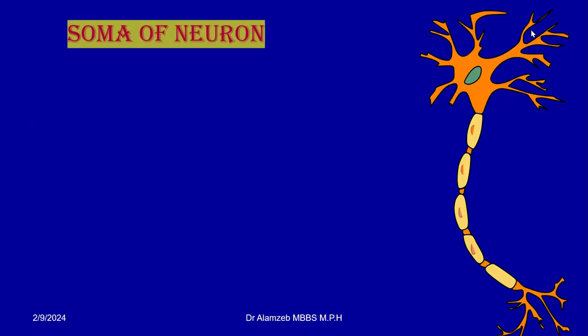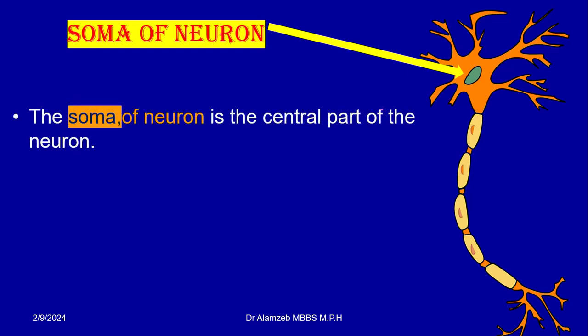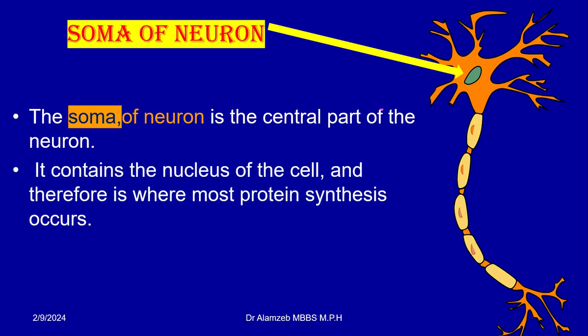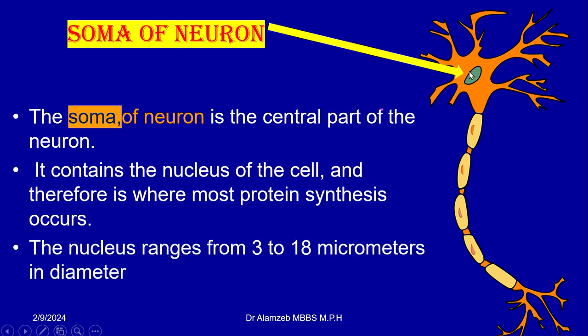Soma of the neuron. This is the soma or body of the neuron. The soma is the central part of the neuron. It contains the nucleus of the cell and therefore is where most protein synthesis occurs. In the body of the neuron there is a nucleus, and where the nucleus is present, DNA is present, and in the nucleus synthesis of protein occurs. The nucleus ranges from 3 to 18 micrometers in diameter.